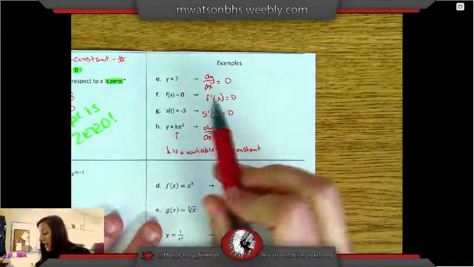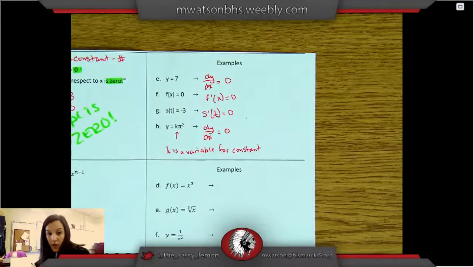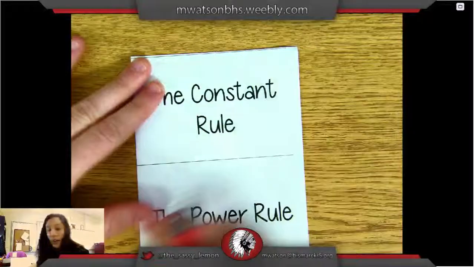Because after you plug that constant in, you would just have a number. Number times pi squared. Alright, so that's the constant rule. Not so bad. Now let's move on to the power rule.